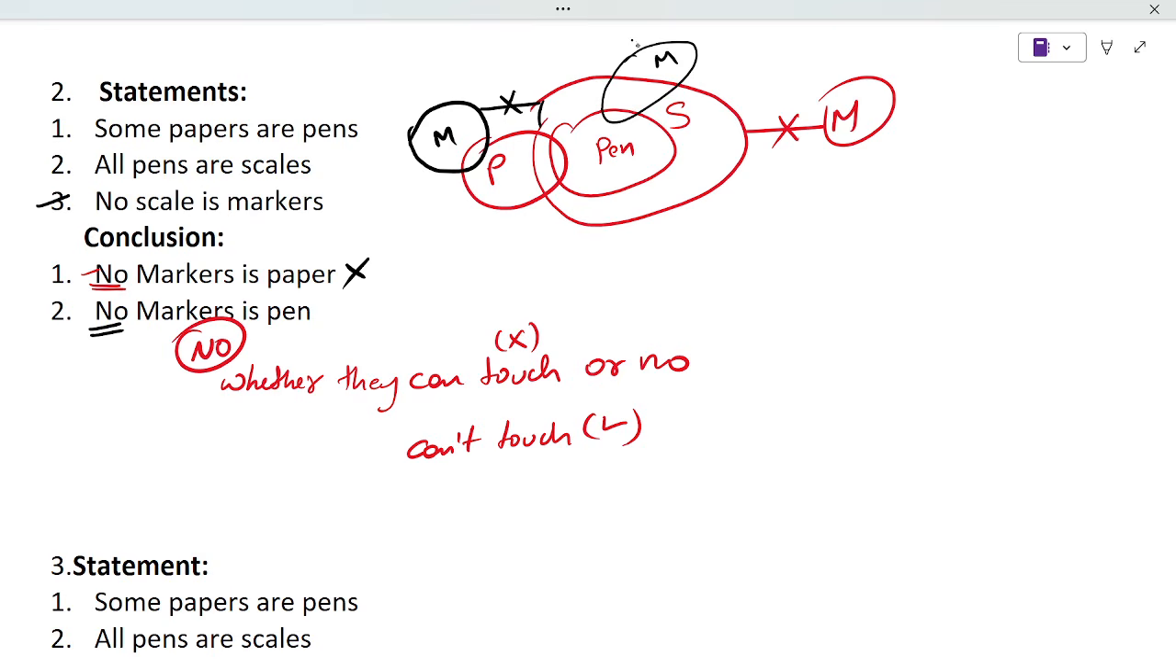but if we do that, we are violating the statement, because in statement 3 it is clearly mentioned: no marker is scale. So marker cannot touch pen. If they cannot touch, the answer is true. So in this case, only conclusion 2 follows, and that will be the right option.